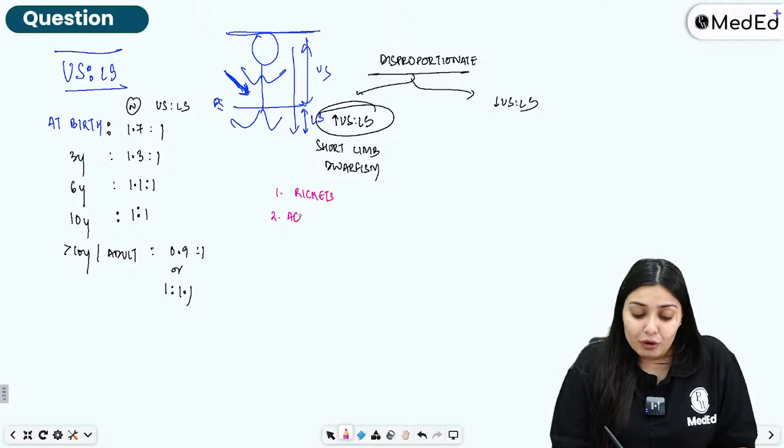Second is achondroplasia. And third is congenital hypothyroidism.